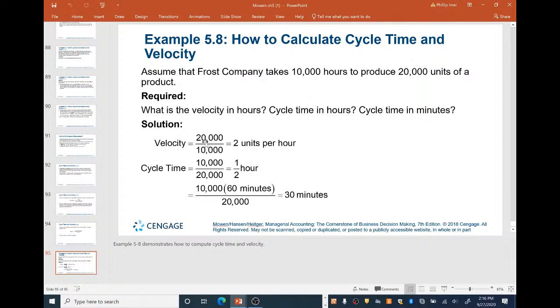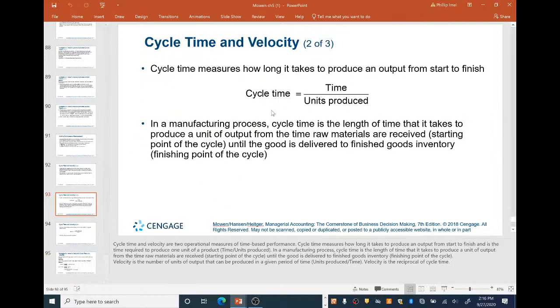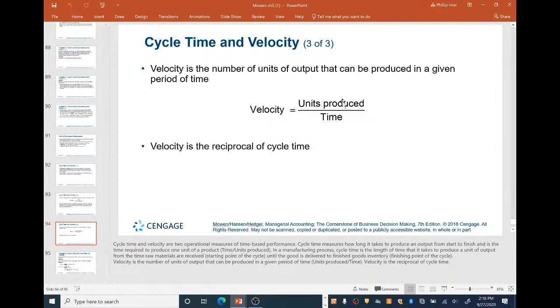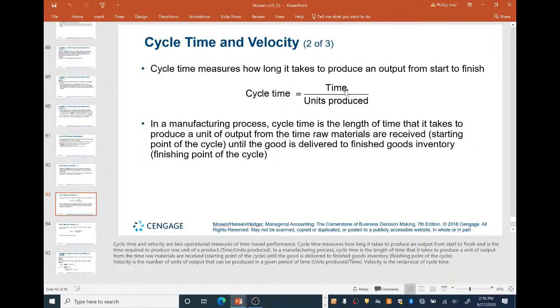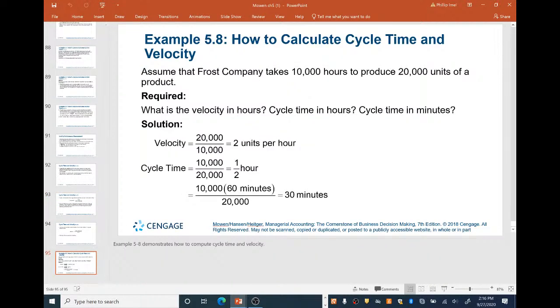So velocity is going to be the 20,000 divided by 10,000. Once again, the formula for velocity is units produced over the time. Units produced was 20,000 units. The time it took was 10,000 hours. So velocity is 20,000 units divided by 10,000 hours. So that leaves us with 2 units per hour. Cycle time, remember that is time over units produced. So it's 10,000 hours divided by 20,000 units. So that's a half an hour. There's time in hours.